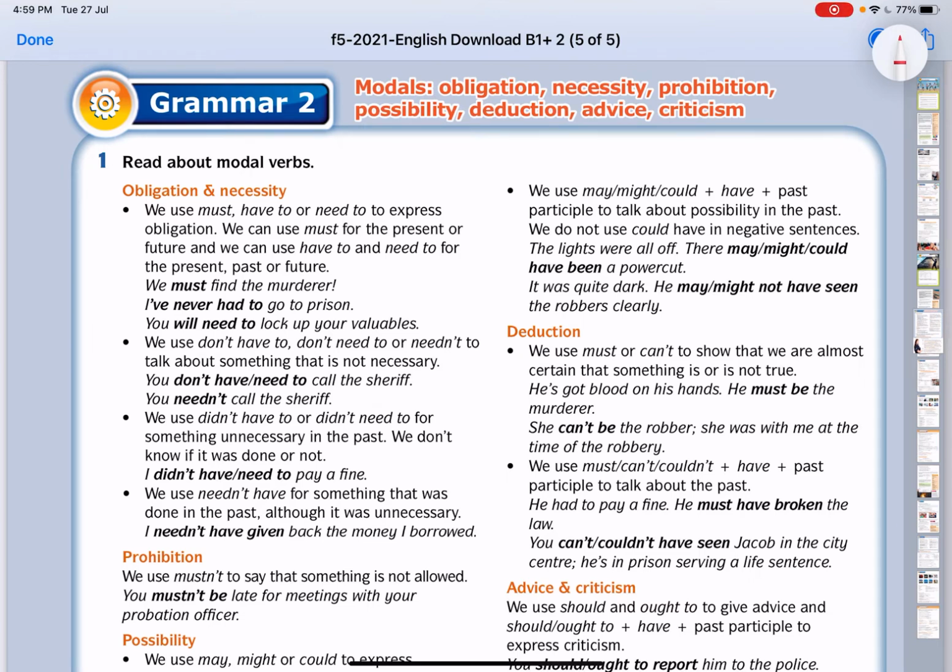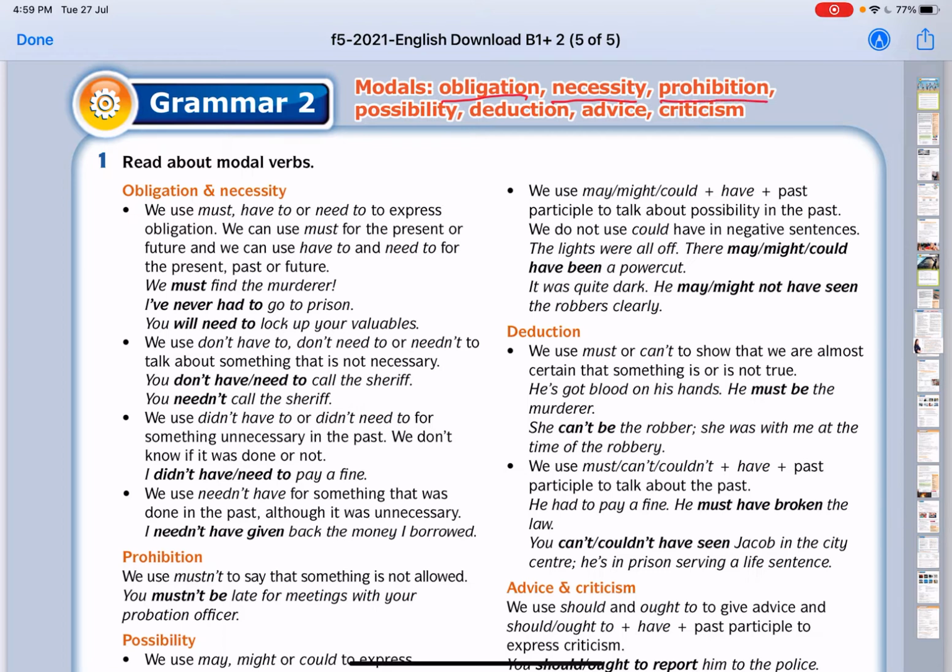Okay, let's continue with the next part. Okay, the next part we look at words that you need to use when you want to show obligation or necessity. Okay, obligation and necessity, they are almost the same. Maksudnya benda yang kamu perlu buat. Okay, so kamu nak buat benda tu, apa perkataan yang kamu sepatutnya guna.